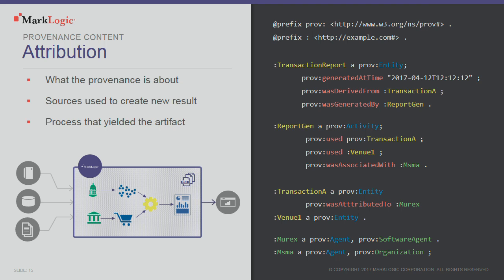I know it. It was derived from transaction A, and as I talked about before, we have some more information about transaction A, which was attributed to something called Murex, and as it turns out, Murex is a type of software agent. So even though you didn't know RDF and Turtle before this, some of you didn't at least, you now know a little bit about how to read this. You're more or less reading the names of these entities, activities, and agents, those three pieces of the provenance data model, and then a little bit of detail about each one of those.